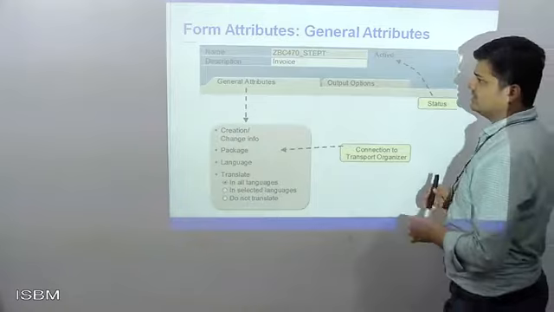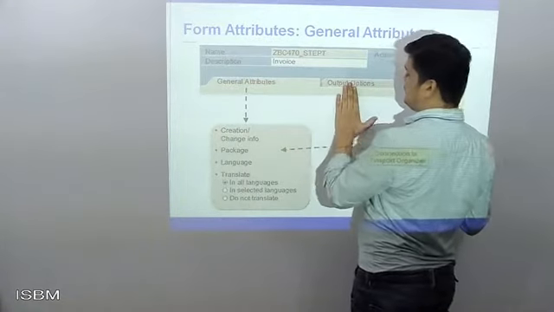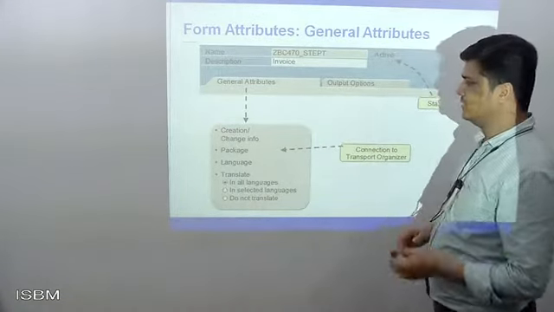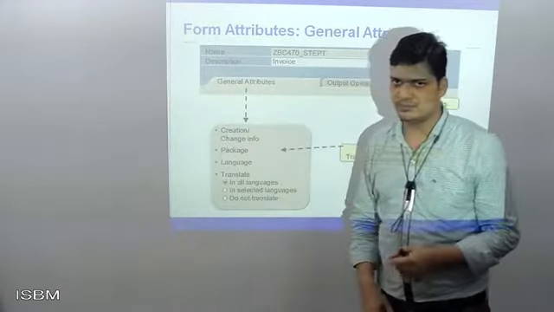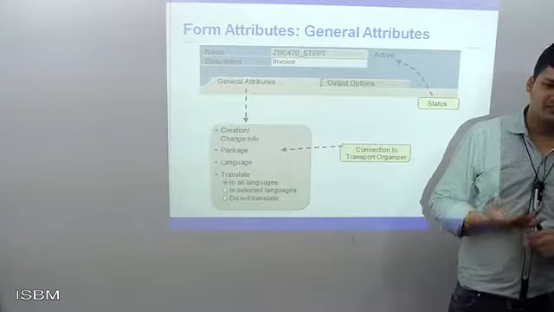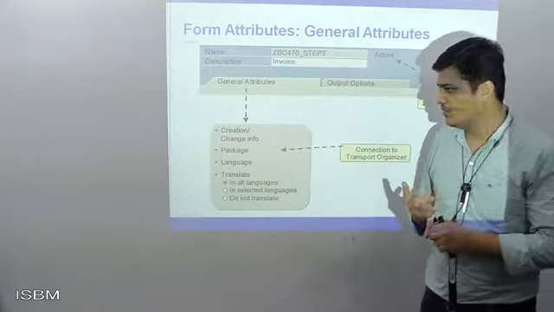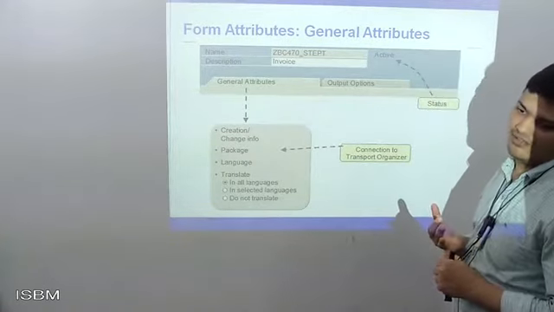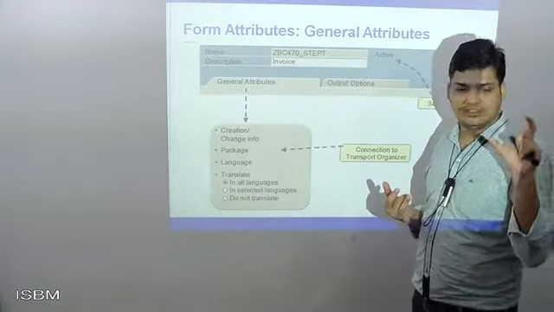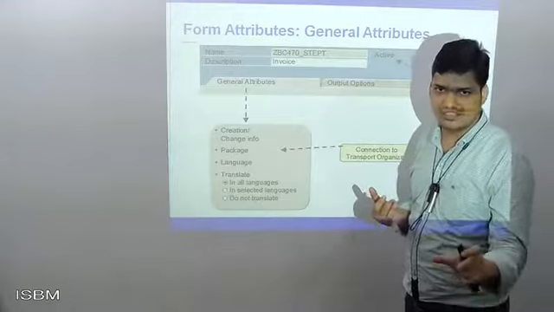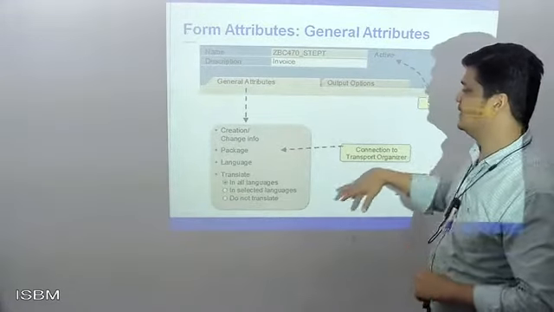Then there is something called general attributes and output options. Here we will show the general attributes. They show you the creation or change information: how, when and by whom it was created. It gives you the date and time, the person who created it, each and everything. It will also provide you the package.